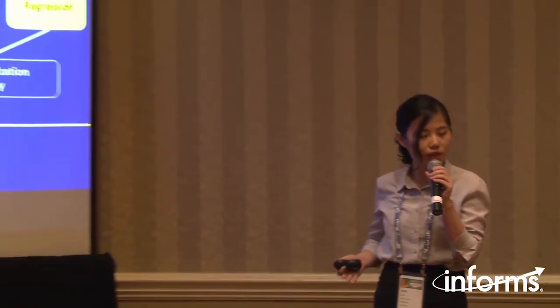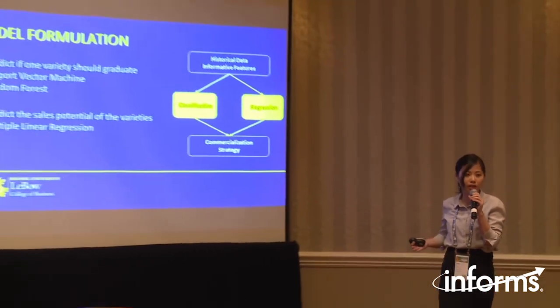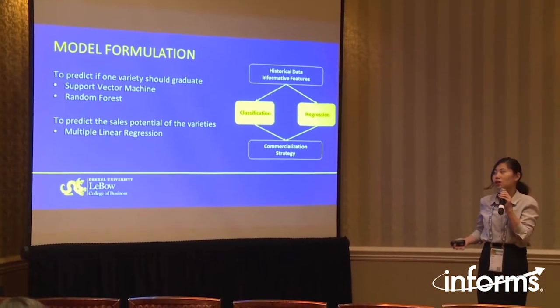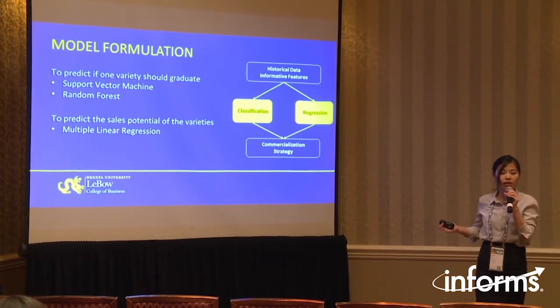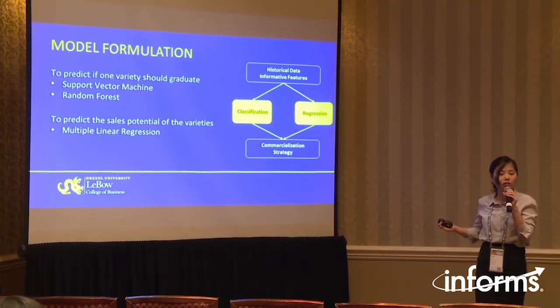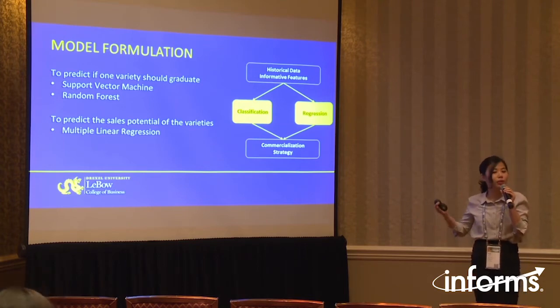So after constructing 10 new features and fixing the missing value problem, now we can use that data to build up the predictive model. Basically, we have two types of models in here, classification and regression. We use two classification models, support vector machine and random forest, to help predict if one variety should graduate or not. Then we use a multilinear regression model to predict the sales volume, or you can say the sales potential of one seed. Then we will know what exactly it will be if we put it and sell it into the market.